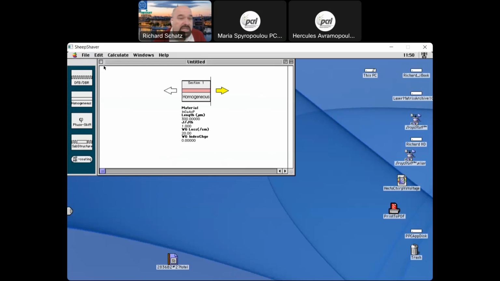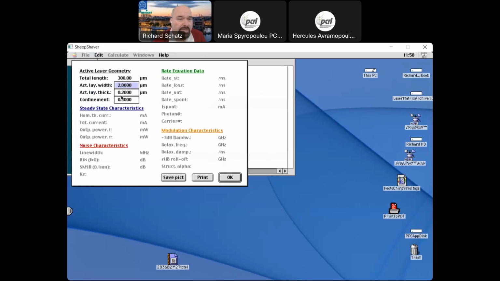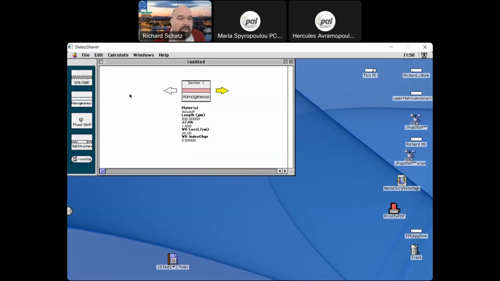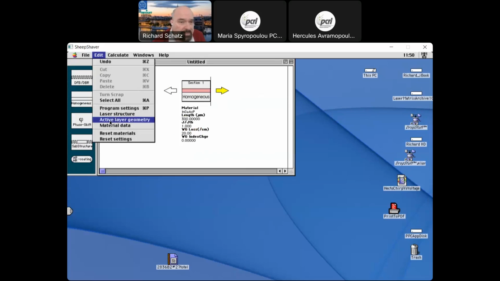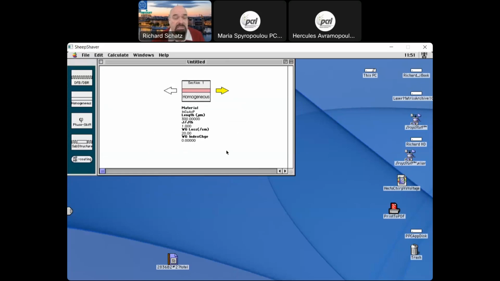Then it's also possible to change parameters of your laser. You can change the active layer geometry. You can put in the width, thickness, and confinement of your layer here. And you can also put in program settings here. Then you can say if you want to use current or current density as input parameters, coupling coefficient or kappa L, and so on. And you can also say how many segments the laser should be divided into if you want to simulate, for instance, spatial hole burning. Now I divide it into 10 segments.